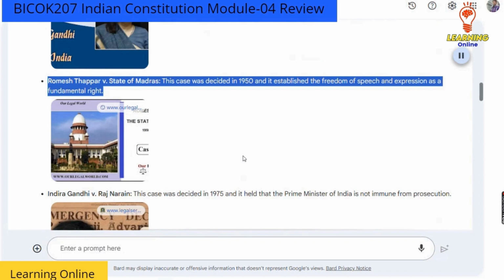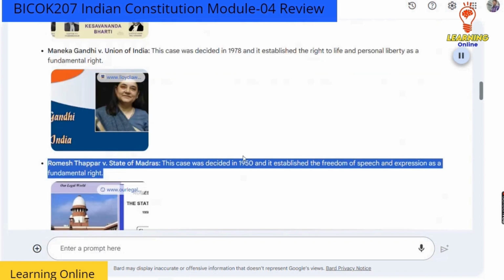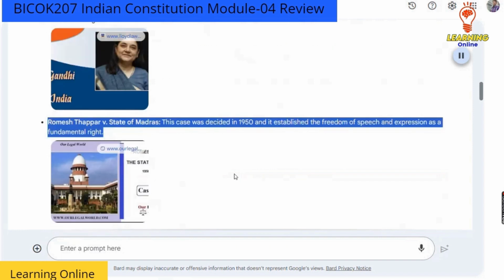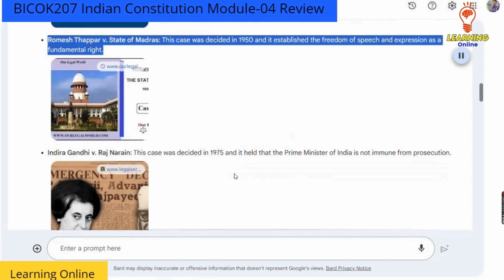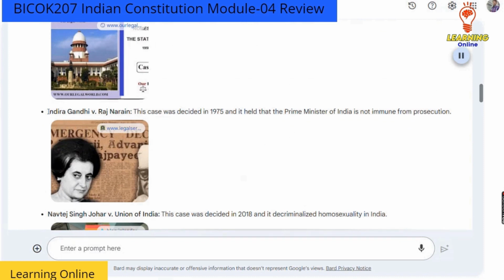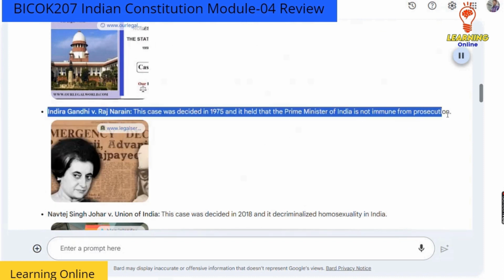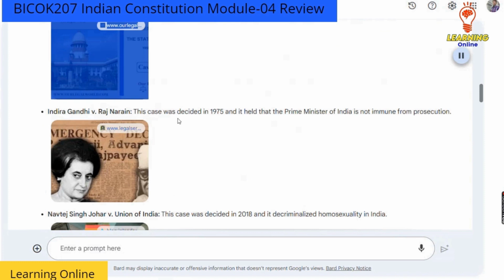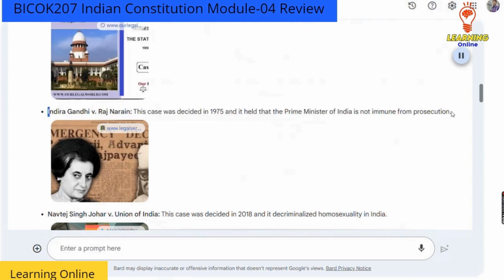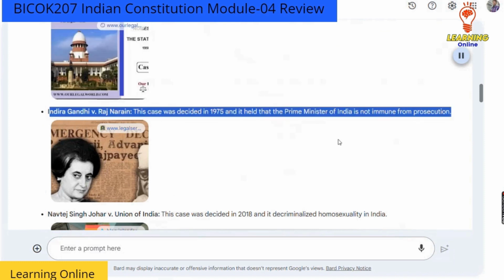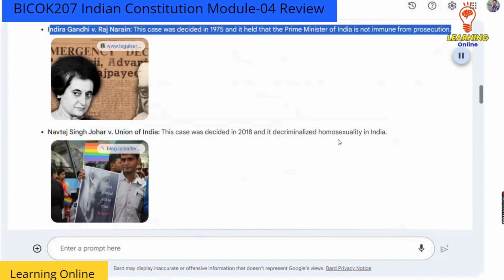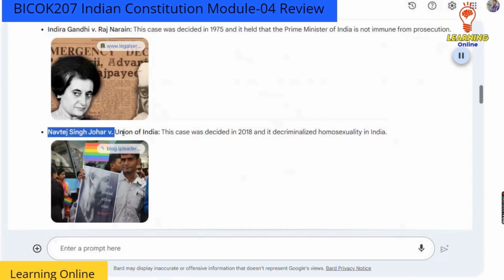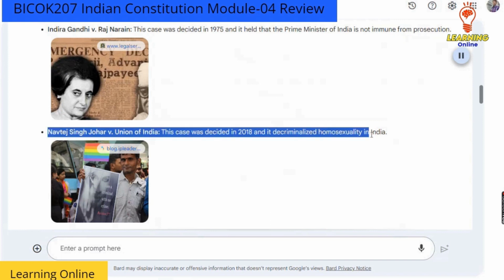Romesh Thapar vs. State of Madras. This case was decided in 1950 and it established the freedom of speech and expression as a fundamental right. Indira Gandhi versus Raj Narain. This case was decided in 1975 and it held that the Prime Minister of India is not immune from prosecution.